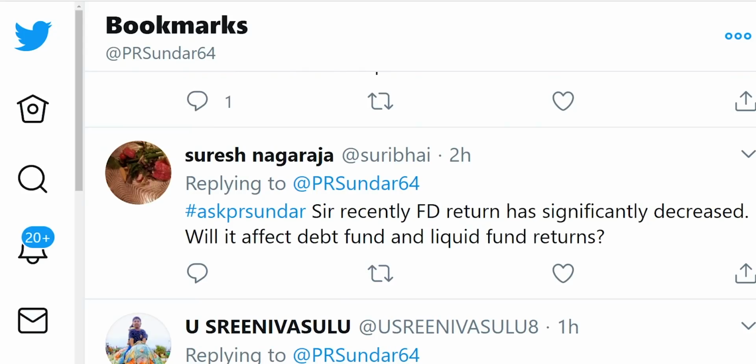Mr. Suresh, next question. Sir, recently FD return has significantly decreased. Will it affect debt fund and liquid fund returns? Yes. Interest rates are going down in the economy. So that will affect all the instruments. If FD rates go down, liquid fund rates will also go down.